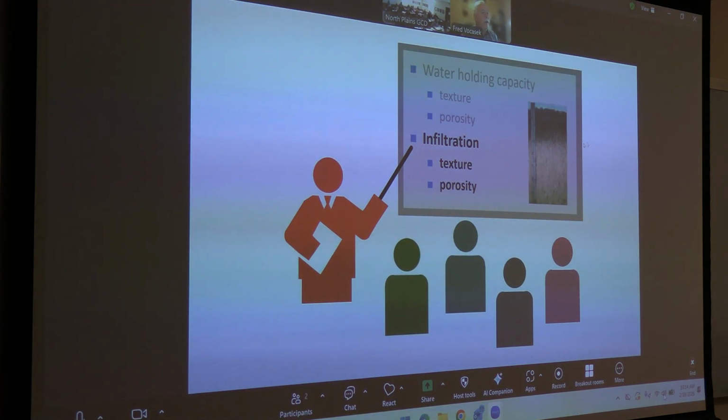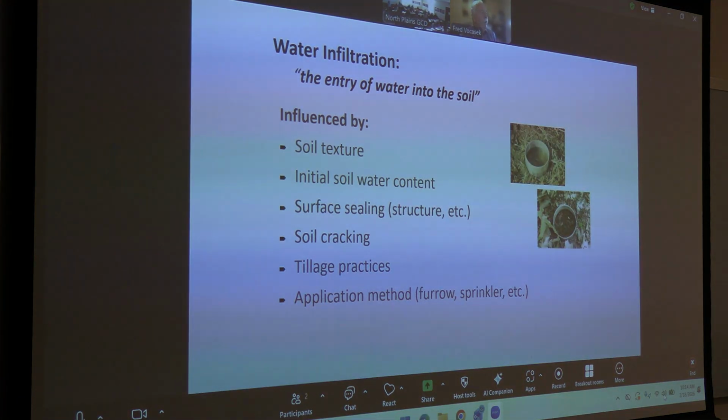Now, when we talk about infiltration, the two characteristics that affect it are what we call the texture and the porosity. So water infiltration, that's just water moving into the soil. And it's affected by all these different things: the texture, sand, silt, or clay content. How wet was the soil before we start? Do we have surface sealing, or do we have good structure? Do we have good granulation, good till?